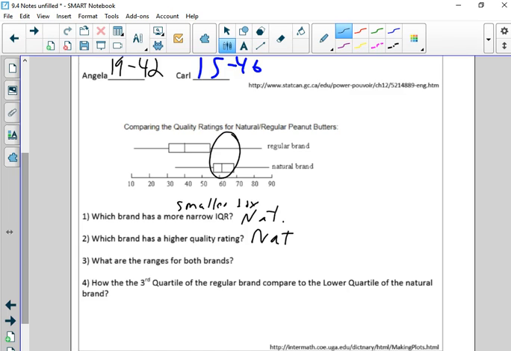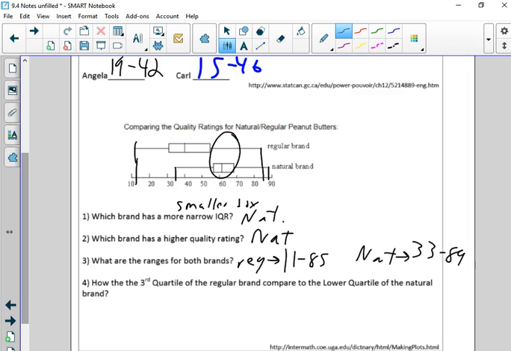What are the ranges for both brands? Now remember, range goes from here to here. So for regular, we would say maybe 11 to 85. And for natural, we're looking at maybe 33 to 89, approximately. Again, if you said 34 to 88, well, you can say to 90 because it's not to 90. But if you said 88 or 89, that's fine.